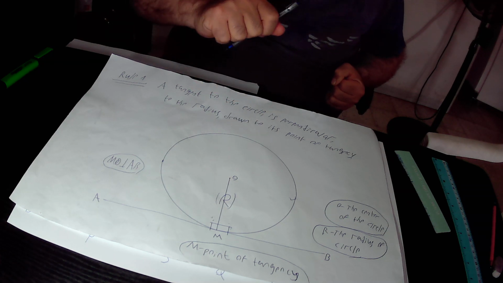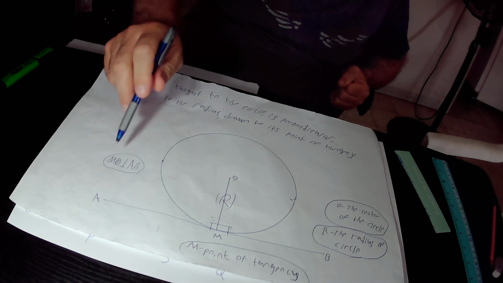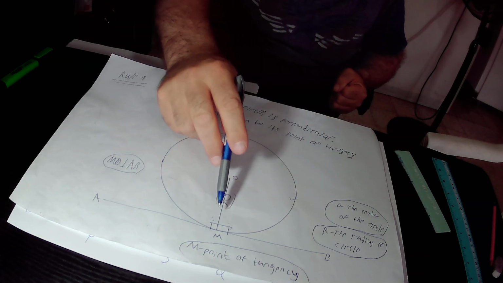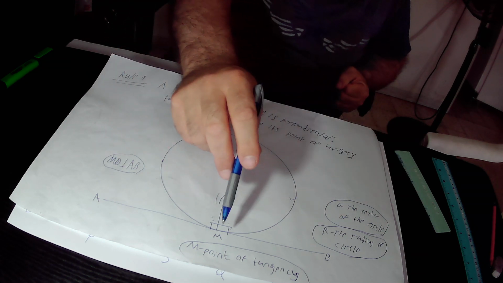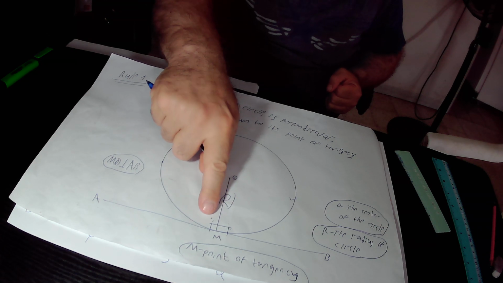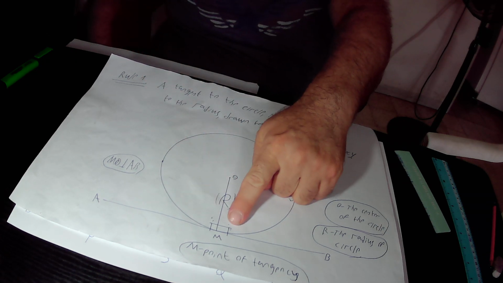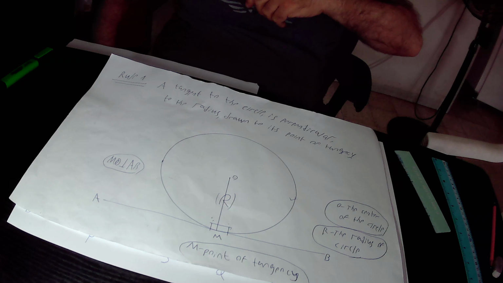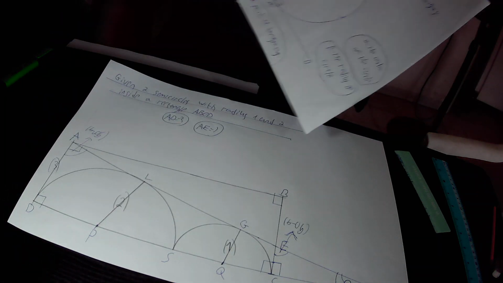Whenever you have a radius that is drawn to the point of tangency, then tangent AB will be perpendicular to the radius MO. If AB is perpendicular to MO, it means that this angle equals 90 degrees, and this angle also equals 90 degrees according to this rule, rule 1. So we can actually implement rule 1 in our drawing.